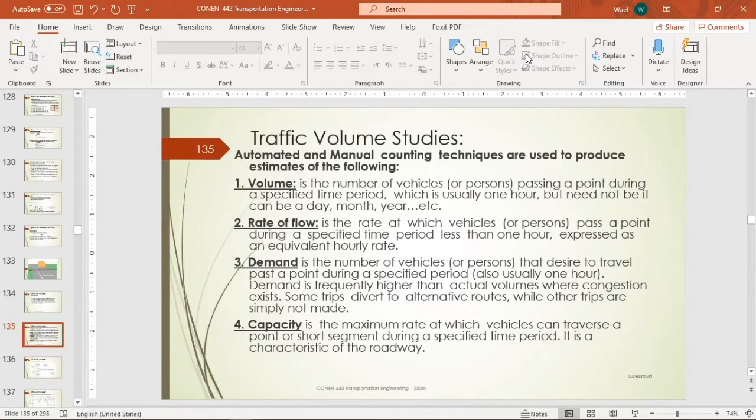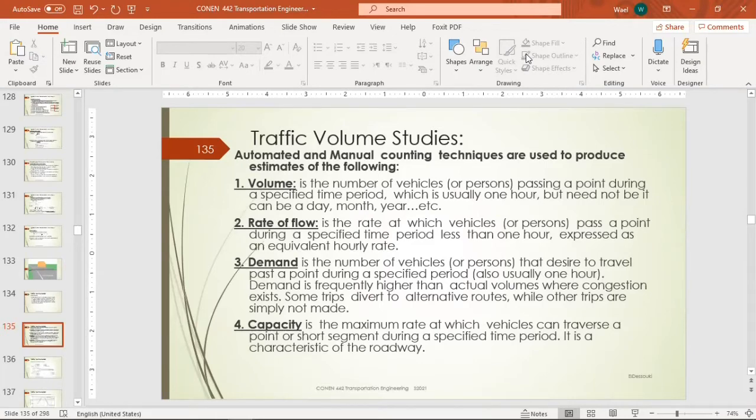Volume is the traffic that we observe on the road. Demand is the number of vehicles that are wishing to go through the road. Capacity is the maximum rate at which vehicles can traverse a point, okay?